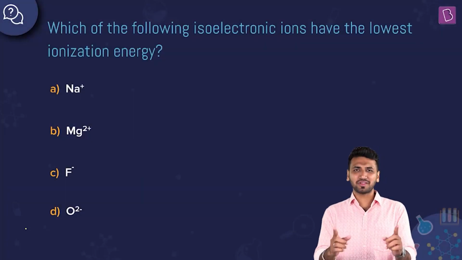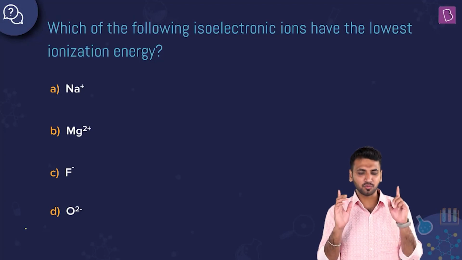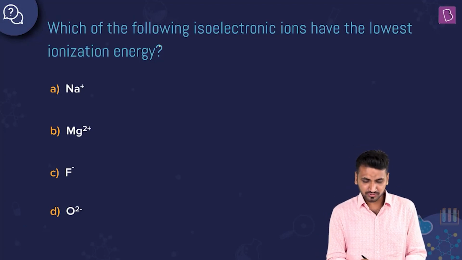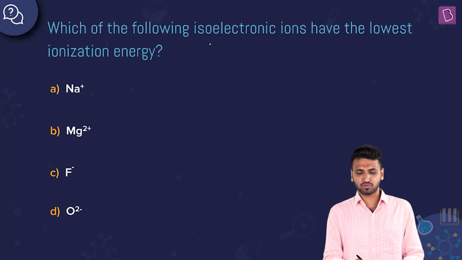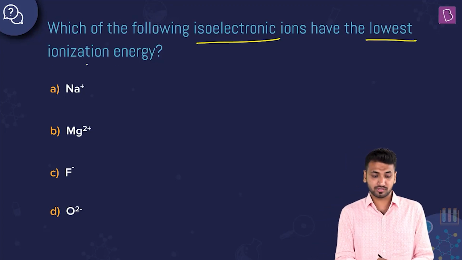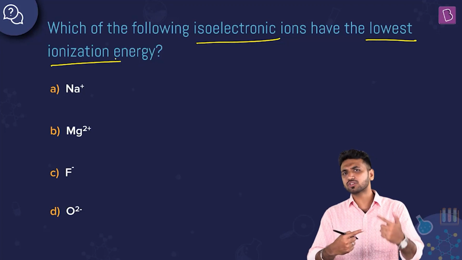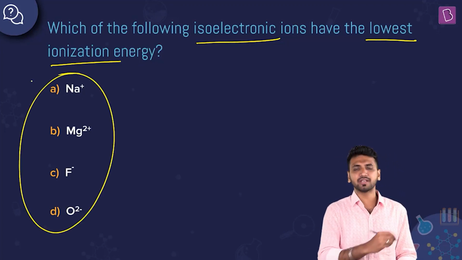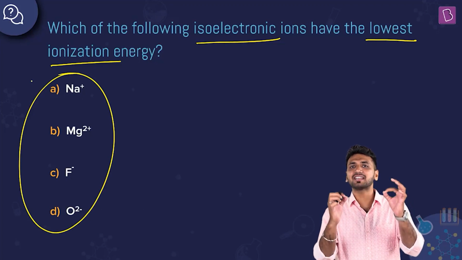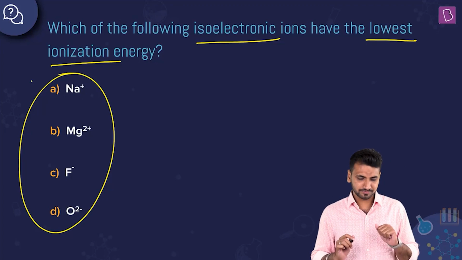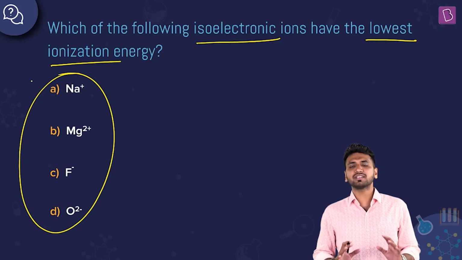So here is the question in front of you and we are going to solve it. Okay, let's read the statement first. Which of the following isoelectronic ions have the lowest ionization energy? Lowest. Isoelectronic means all four options given over here should have the same number of electrons. Isoelectronic. Okay. Lowest ionization energy.